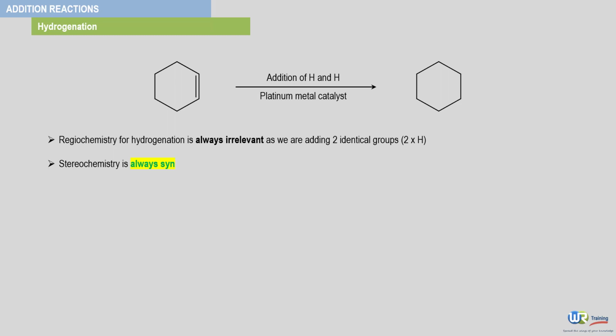In order to understand this, let's take a close look at how the reaction takes place. Notice first the reagent that we use to accomplish a hydrogenation reaction: a hydrogen molecule with a metal catalyst. A variety of metal catalysts can be used, but platinum catalyst is by far the most popular.